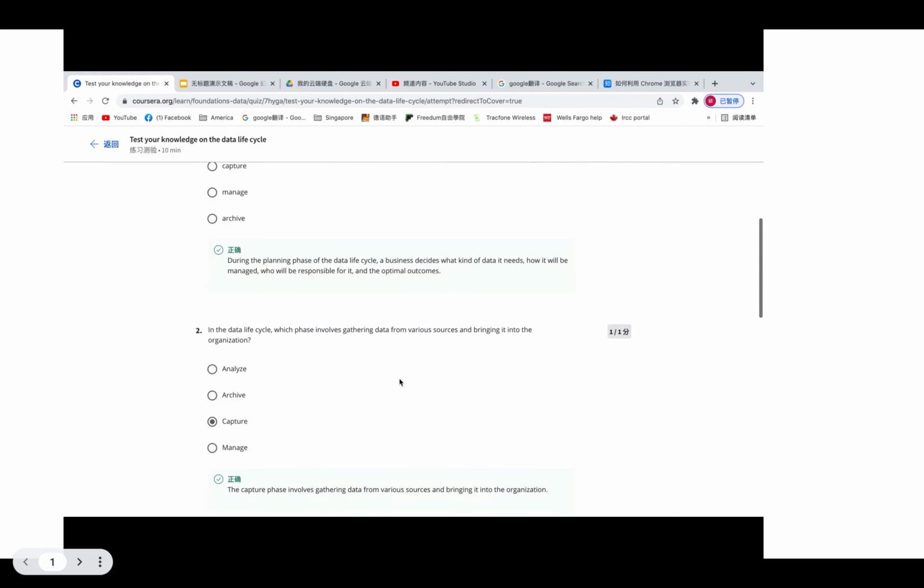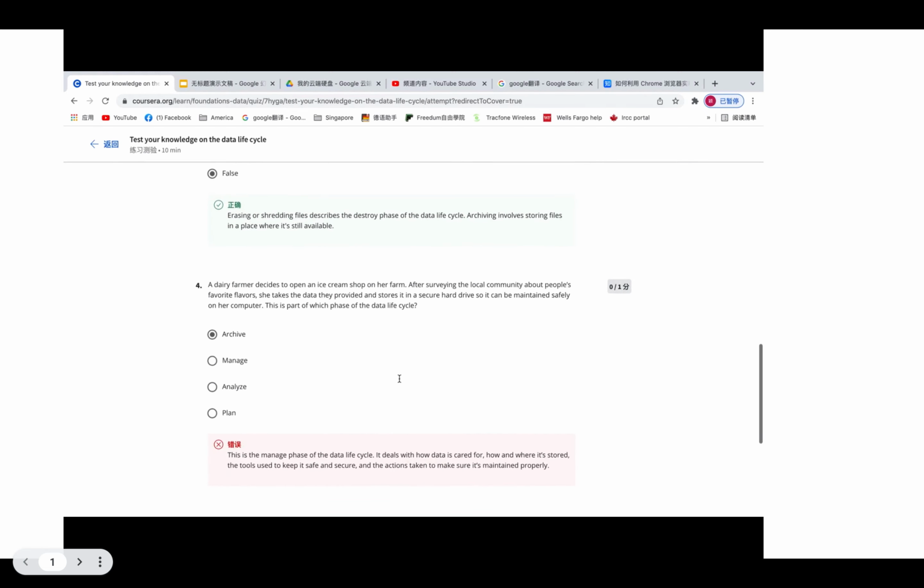What? Which one is wrong? This is the manage phase. Oops. Alright, let's take a look at the explanation. It deals with how data is cared for, how and where it is stored, the tools used to keep it safe and secure, and the actions taken to make sure it's maintained properly. Oh, it's the manage phase, not archive.